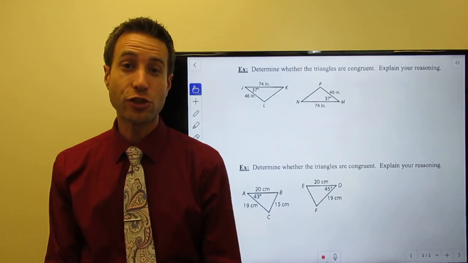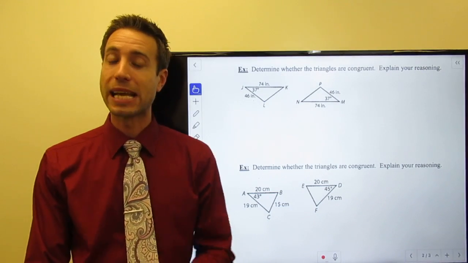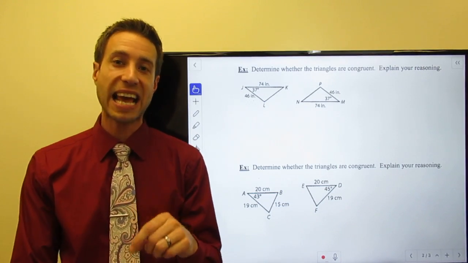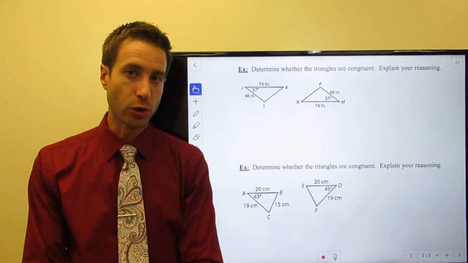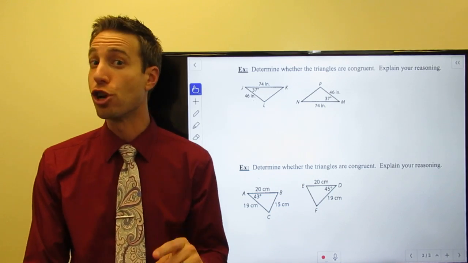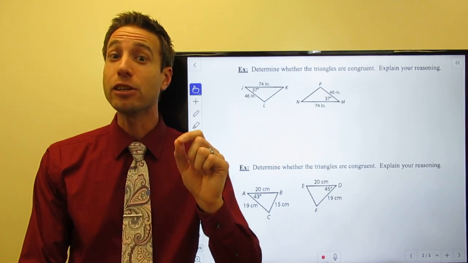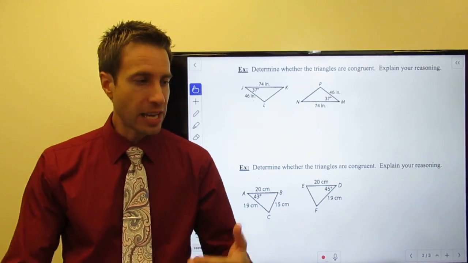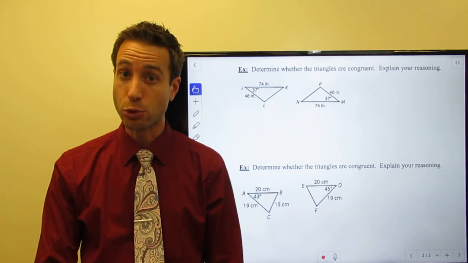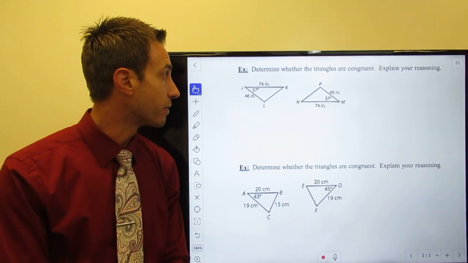Alright guys, welcome to this page of the notes, and here's what we're doing. I got a few example problems for us for the side angle side triangle congruence theorem. Again, all you have to do is show that two pairs of corresponding sides and an included angle are congruent, and you have proven that those two triangles are congruent. Let's see what we've got here.